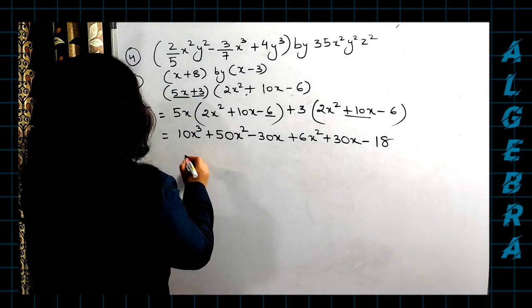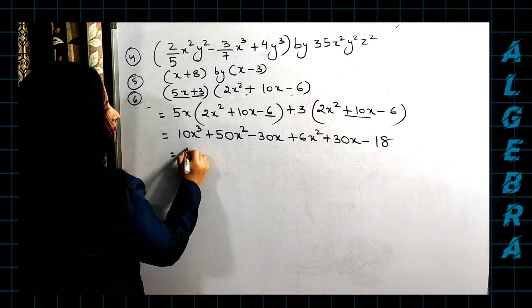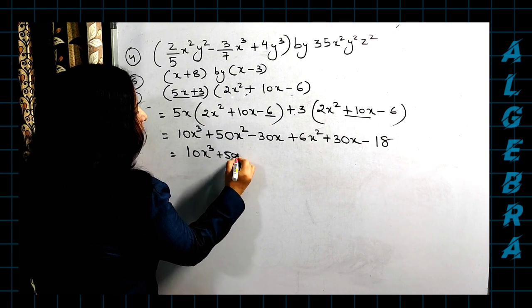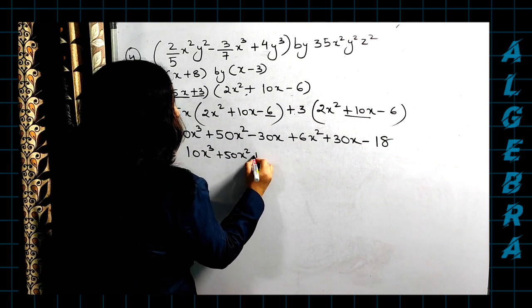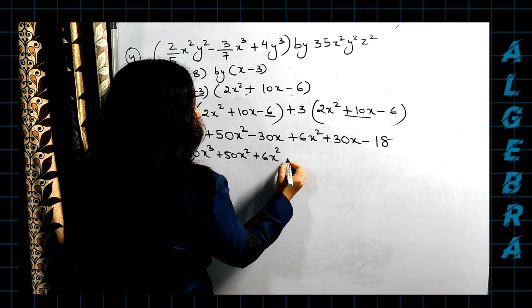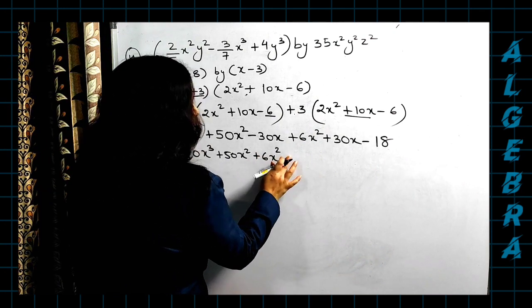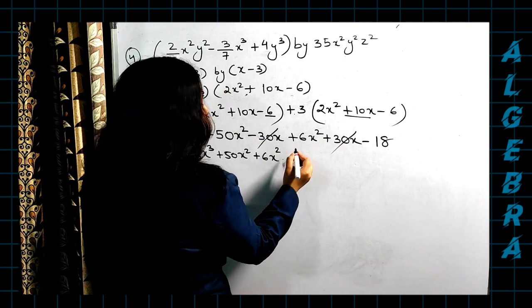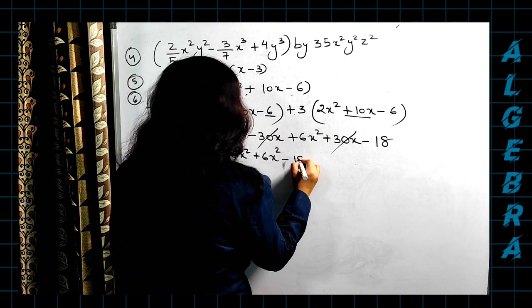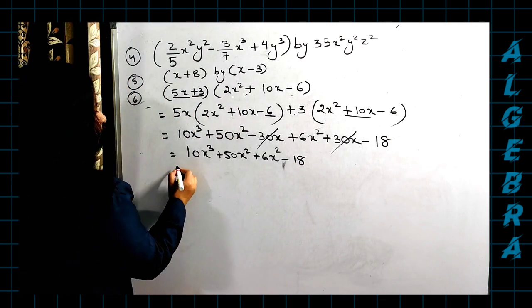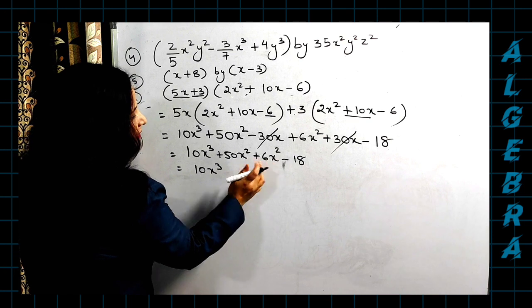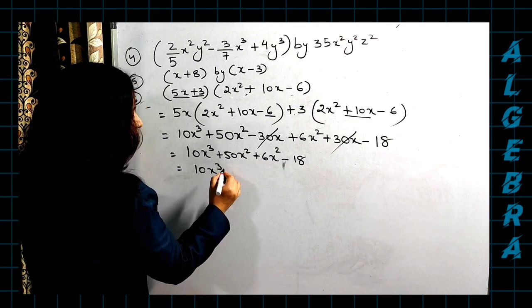Yes? Now let us arrange the like terms. 10x cubed plus 50x squared plus 6x squared minus 30x. Okay, minus 30x plus 30x can be cancelled out. Clear? Then you have minus 18. Yes? So 10x cubed, and 50 plus 6, both are like terms, x squared.